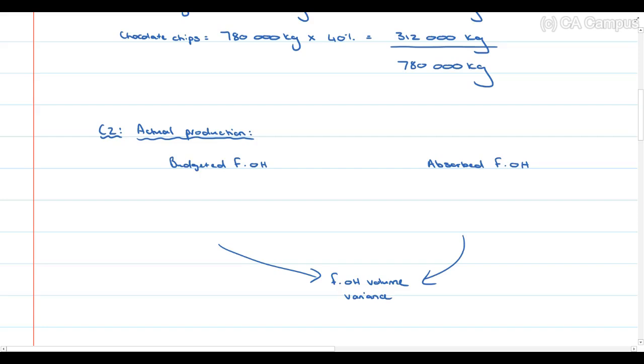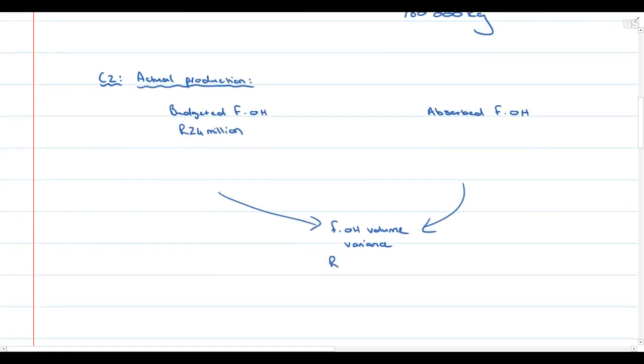We have the budgeted fixed overhead. The budgeted fixed overhead is 24 million rand. And we were also given the fixed overhead volume variance, which is 12 million rand favorable. All right. Now, please remember, guys, if this volume variance is favorable, it means that the division actually produced more than what they budgeted to produce. So actual production is greater than budgeted production.